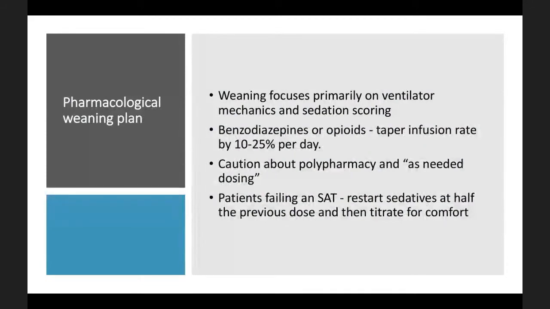In a pharmacological weaning plan, it's important that sedation scoring and ventilator mechanics are both taken into account, and there should be a caution about polypharmacy and SOS or as-needed dosing, which might interfere with your plan for a spontaneous awakening trial or SBT. For patients failing an SAT, you can restart sedatives at half the previous dose and then titrate for comfort, depending on which sedation score you are using in your ICU.